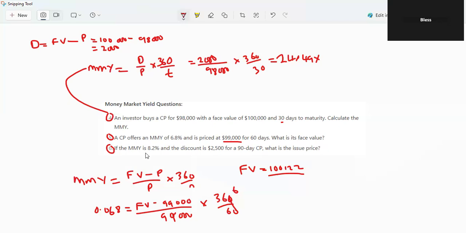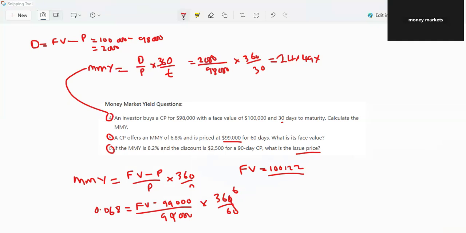Then lastly, if the money market yield is 8.2% and the discount is 2,500 for a 90-day commercial paper, what is the issue price? Network is a challenge, but I am getting what I can and hoping. All right. Your network is very bad from our end, but I've gotten what you're saying. Struggling due to network. So if the money market yield is 8.2% and the discount is 2,500, what is the issue price? So now we are moving also in reverse.